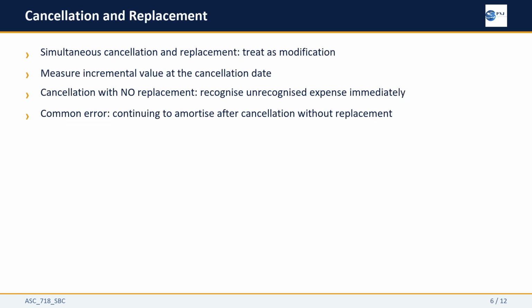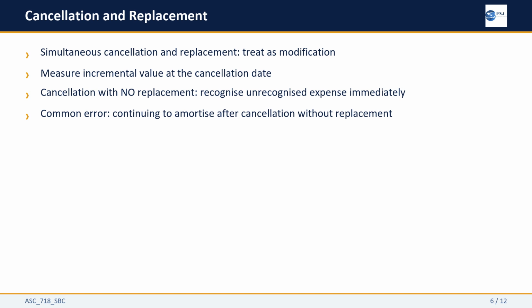When an existing award is canceled and replaced with a new award, ASC 718 requires analysis of whether the replacement is a modification of the original award or a new grant entirely. The key rule: if cancellation and replacement are simultaneous, treat it as a modification and measure incremental value. If there is a gap between cancellation and replacement, the cancellation is a separate event.